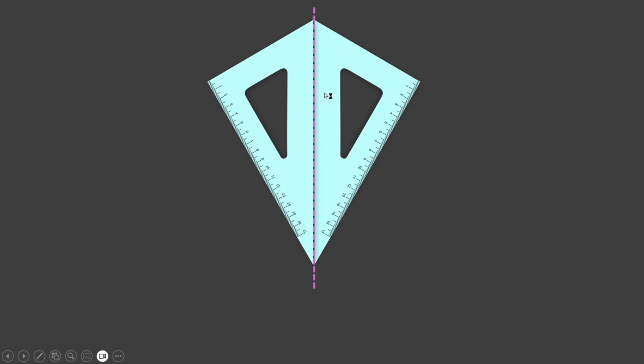Can you find any other line of symmetry? If we just make this line, is it a line of symmetry? No, it is not. The upper portion is way too smaller than this lower portion. This is not a line of symmetry. So a kite has only one line of symmetry.